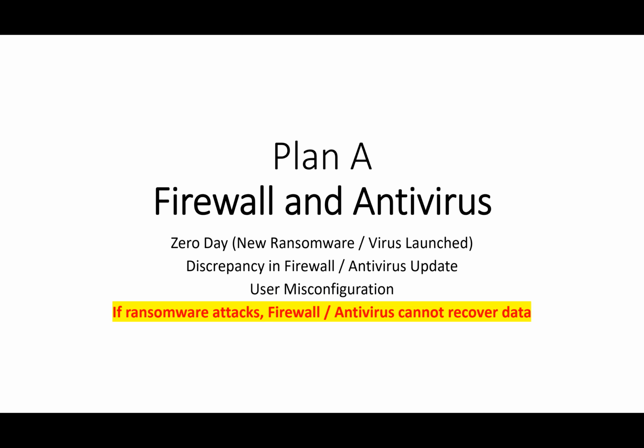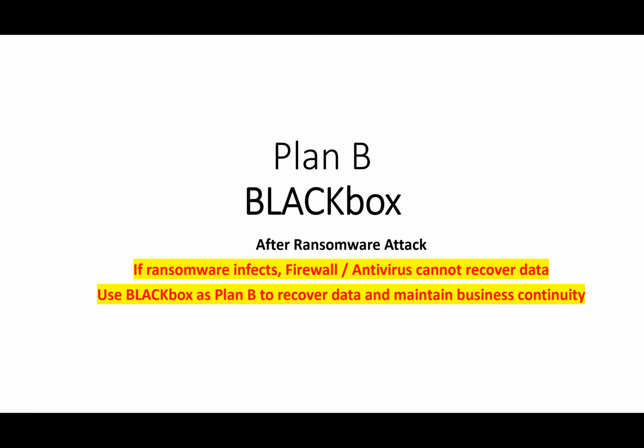explain this way: firewall and antivirus are like a vaccine. When you take a vaccine, you hope that you will not catch the disease. Similarly, when you have a firewall or antivirus, you hope that you will not catch the ransomware. It will detect it and quarantine it. But in case ransomware has sneaked past your firewall and antivirus and entered your network, they cannot help you recover the data. Similarly, when you catch the disease, the vaccine cannot help you recover from it. You need medicine. So you need a plan B in case you are affected by ransomware.